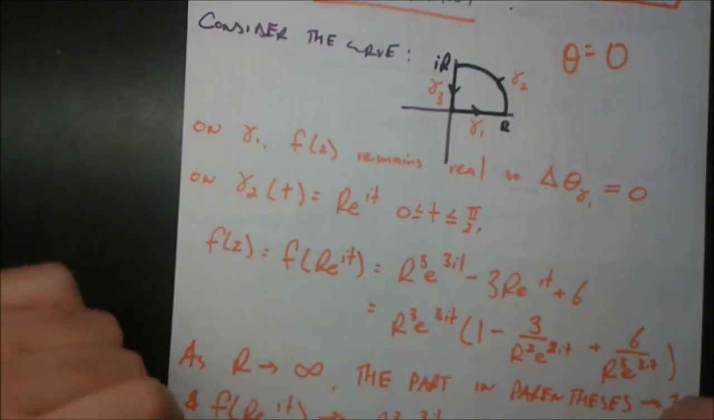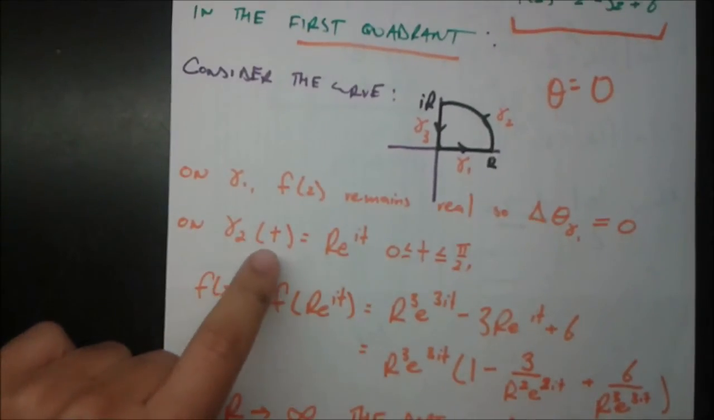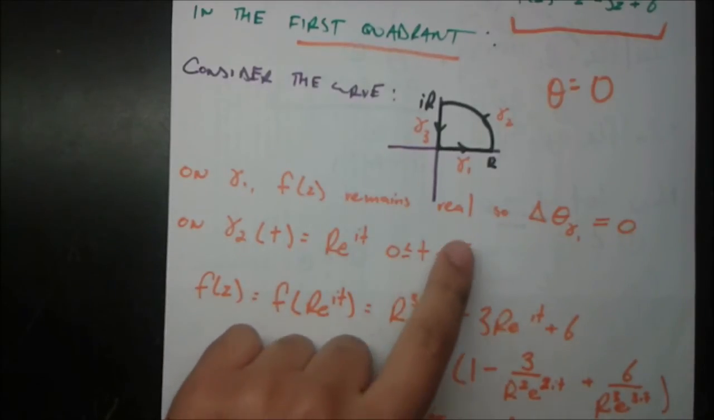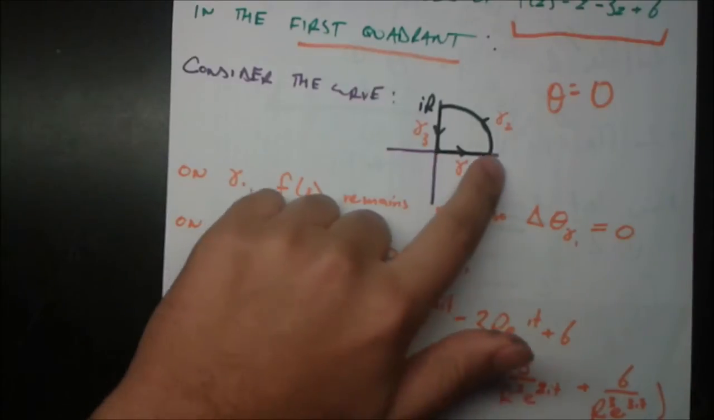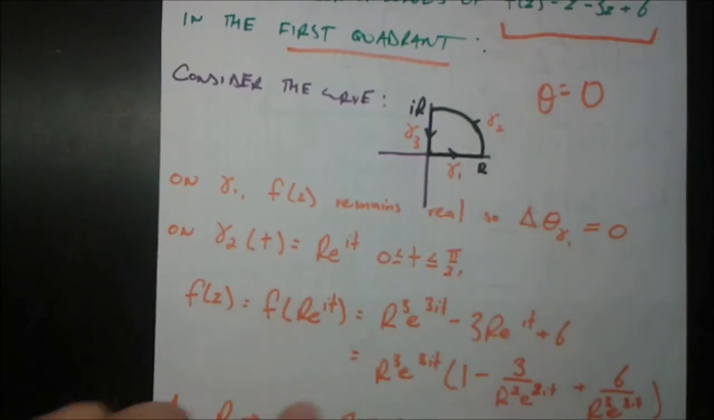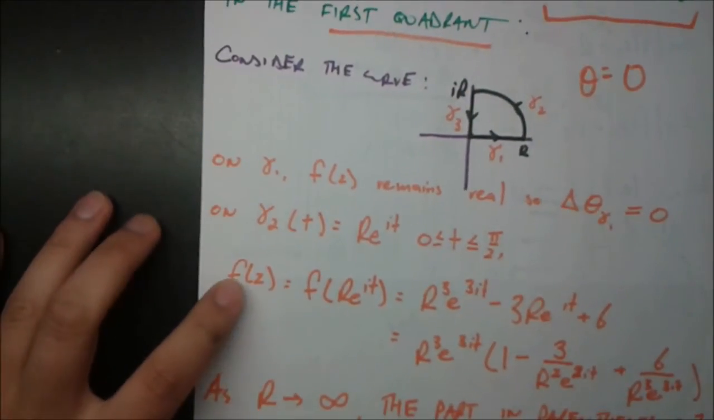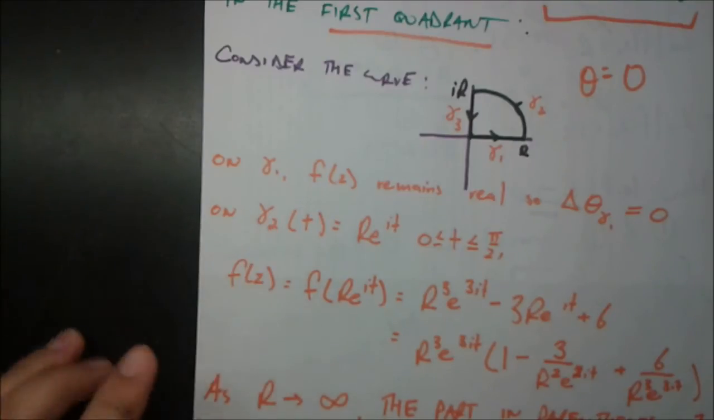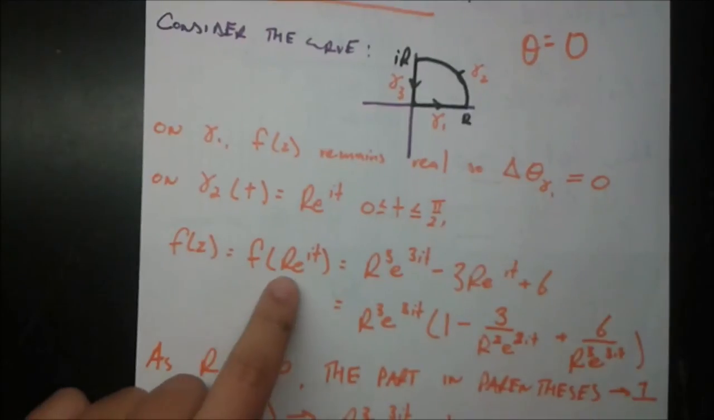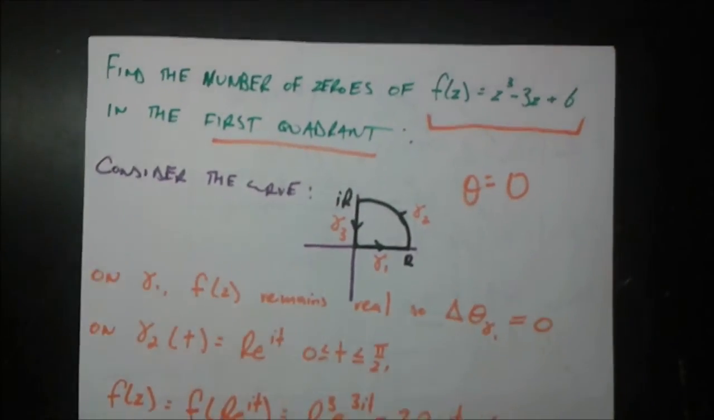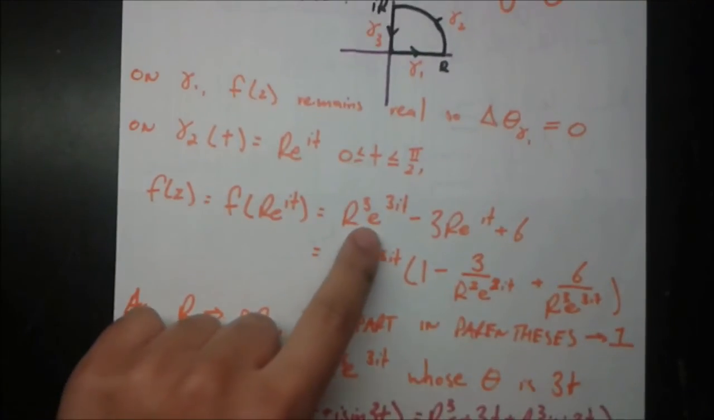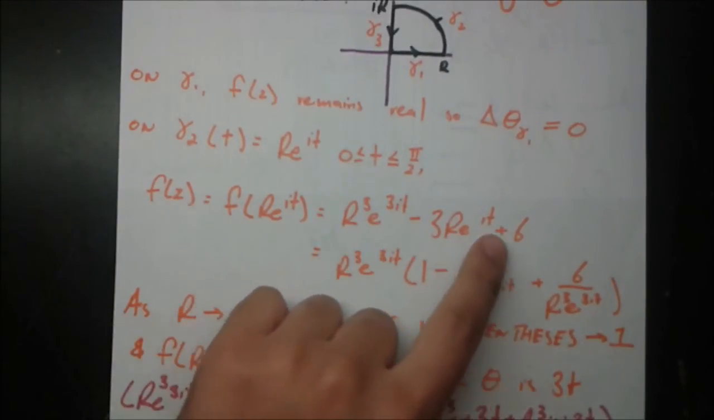So gamma 2 is what? We have to parameterize it. We have to say it's r e to the it, but as t goes from 0 to pi over 2, because it's going from 0 to the angle just pi over 2, not the full circle or half a circle. So f of z is equal to f of r e to the it. I just plugged this gamma 2 into z. Now we plug in this r e to the it everywhere we see a z in this formula, and we get r cubed e to the 3it minus 3r e to the it plus 6.